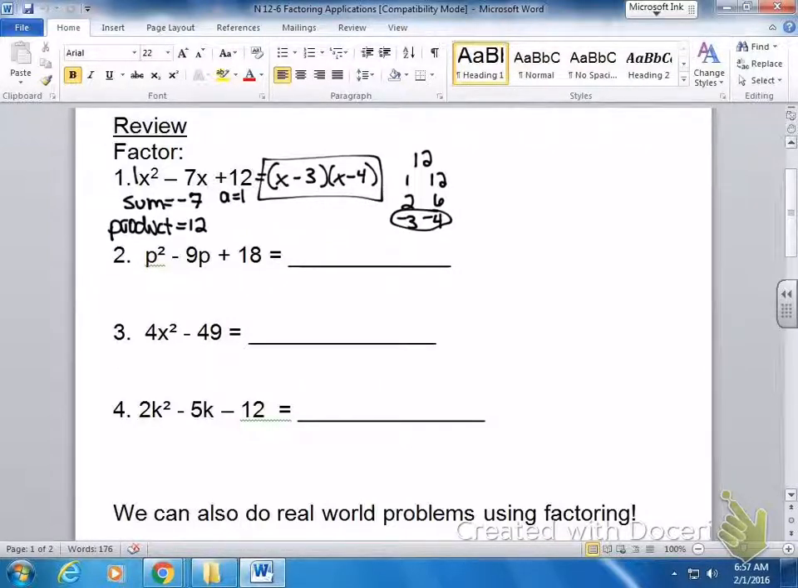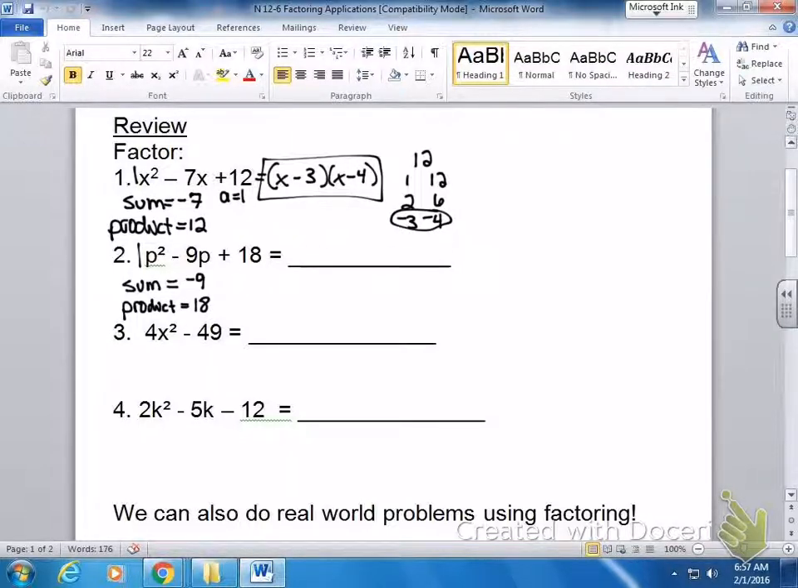Let's look at number 2. Same deal. Is it in the correct order? We have p squared, then p, then the number, so we're good there. The sum again is our b value, which is negative 9. And our product is a times c. Well, again, our a is 1. Our c is 18, so we're looking for 18.